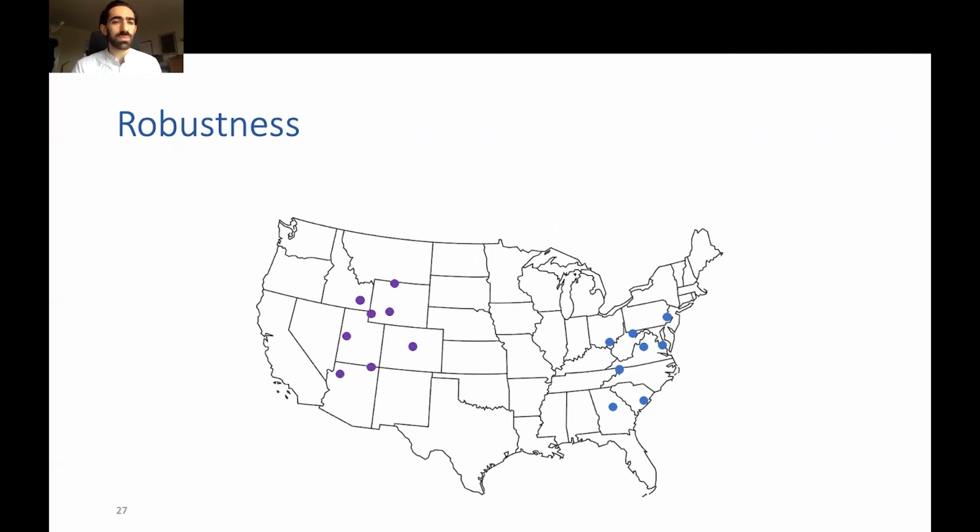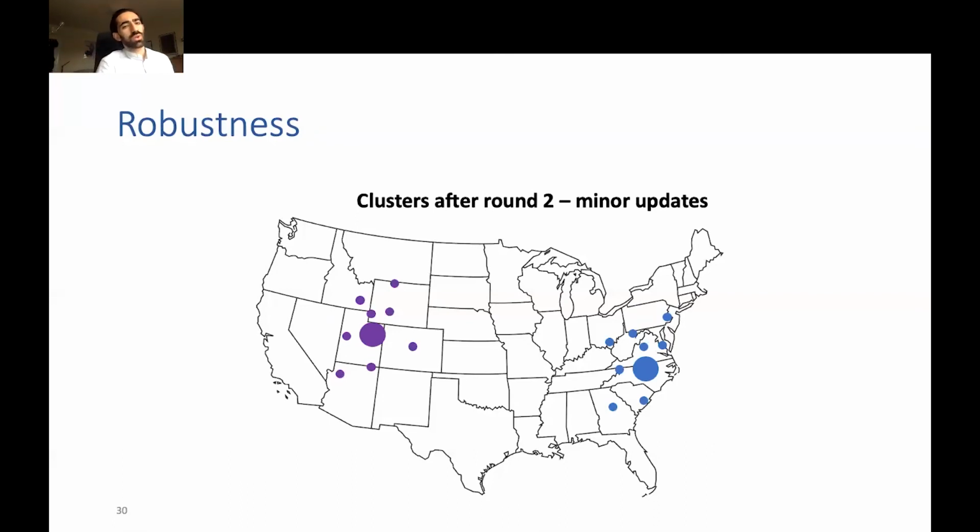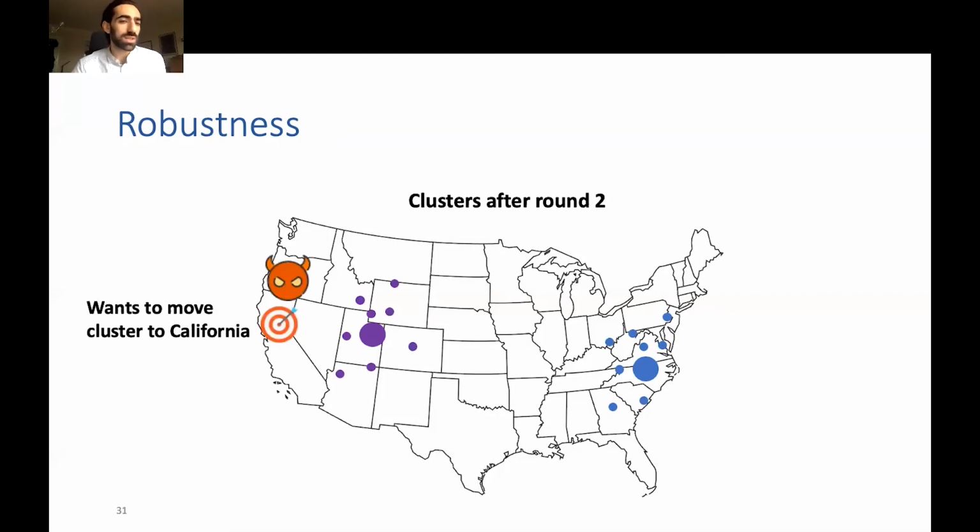So again, I'll show you this map with some toy user locations. I'm going to walk through this 2-cluster, 3-round process. Again, we're going to initialize these 2 random clusters. After the first round, clusters are inching closer to a center. After the second round, they get even closer. And now importantly, every user will receive the broadcast of these updated centers, including this malicious user who wants to move the cluster to California.